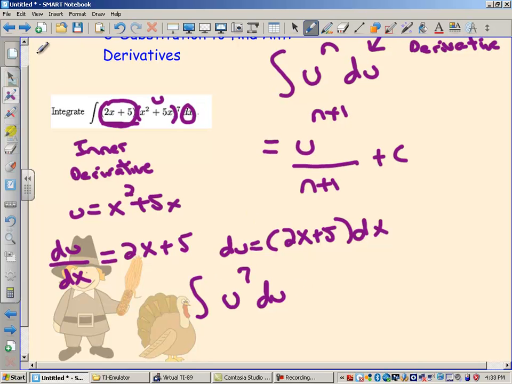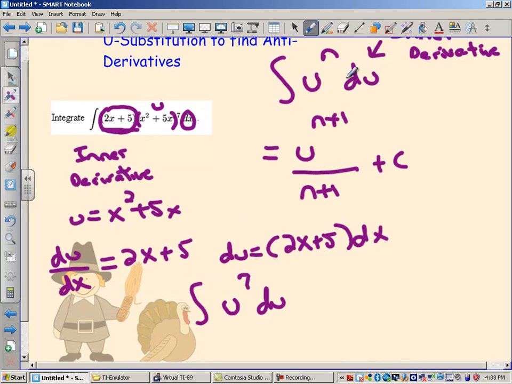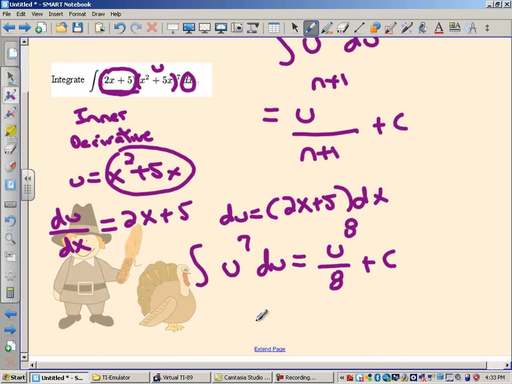And we have transformed this into a situation where I've got u to a power next to its own derivative. So this answer will be u to the 8th over 8 plus c. Then we're going to back substitute what u was. U was x squared plus 5x, so my final answer here is x squared plus 5x to the 8th, that should be an x there, over 8 plus c.